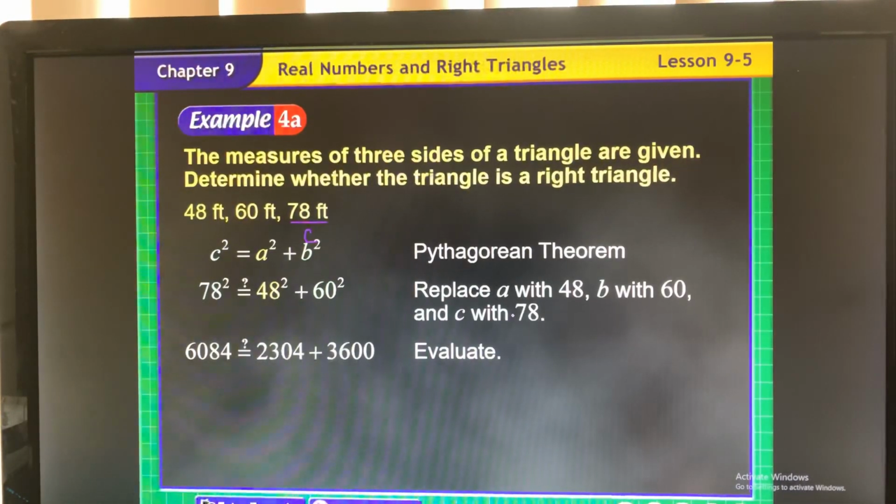And you want to see if both sides equal. If both sides equal each other, then it's a right triangle. If they don't, then it's not a right triangle. And in this case, they don't, so it's not a right triangle. It's pretty simple to do. Just plug it into that formula.